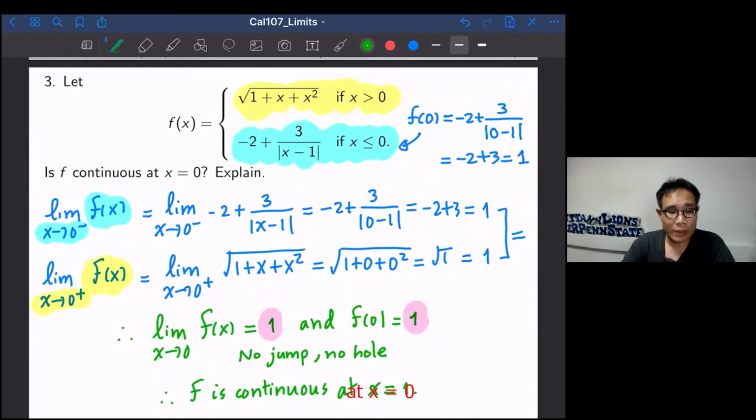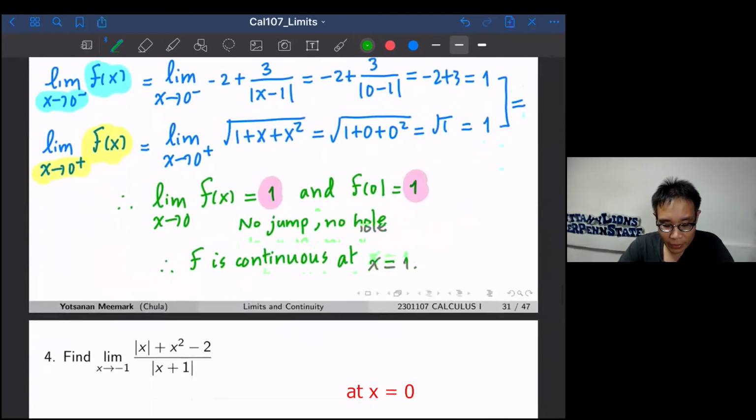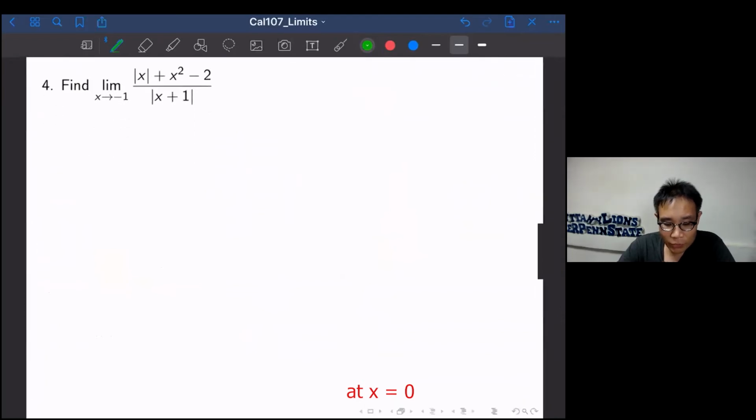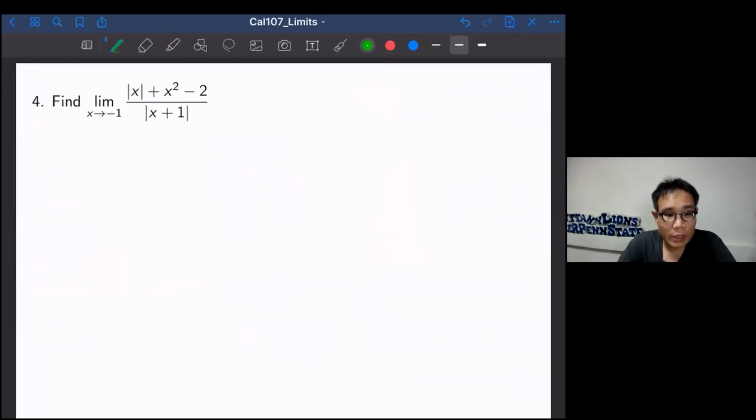Okay, so this one is for number 3. For number 4, you have the limit as x goes to negative 1 of absolute value of x plus x squared minus 2 over x plus 1. So in this case, you see many absolute values. You have one absolute value and another absolute value here. Let me use another color. And you see the problem.